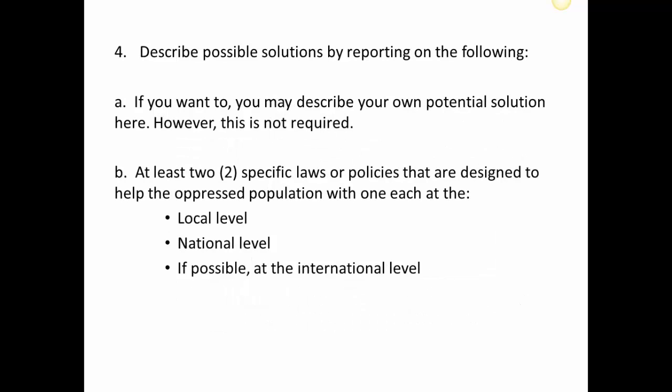4. Describe possible solutions by reporting on the following. A. If you want to, you may describe your own potential solution here. However, this is not required. B. Find at least 2 specific laws or policies that are designed to help the oppressed population, with one each at the local level, the national level, and if possible, at the international level.